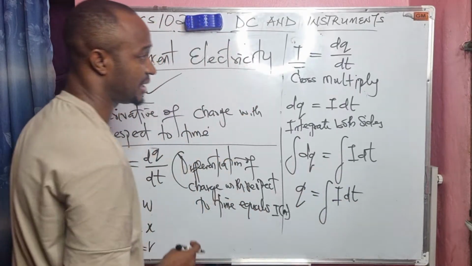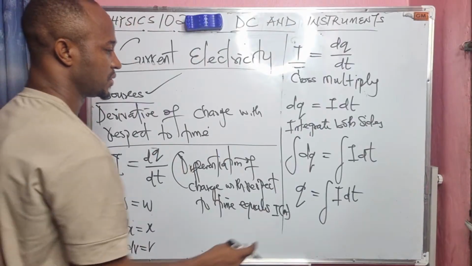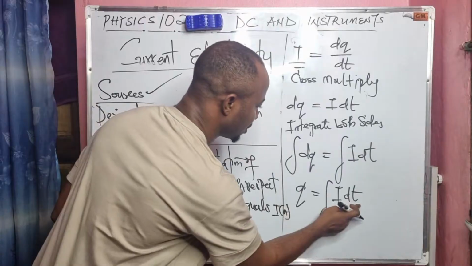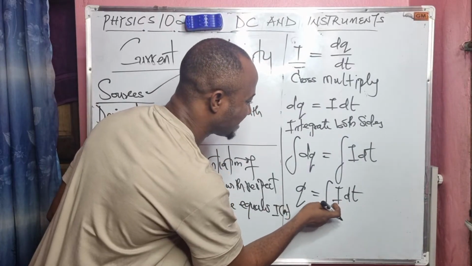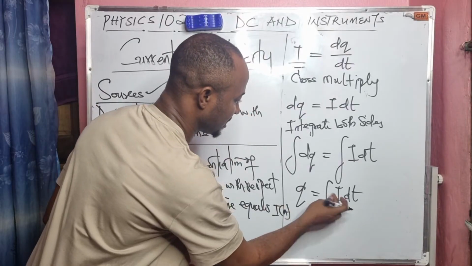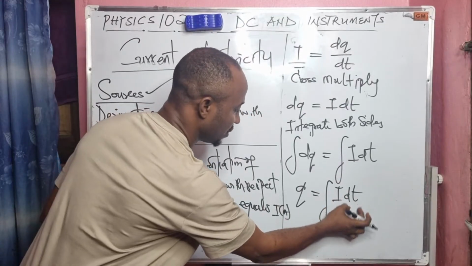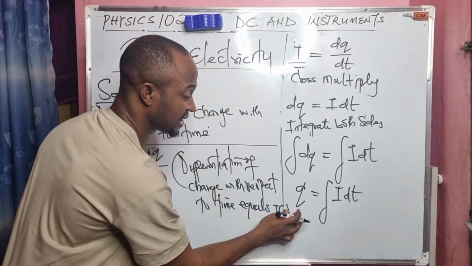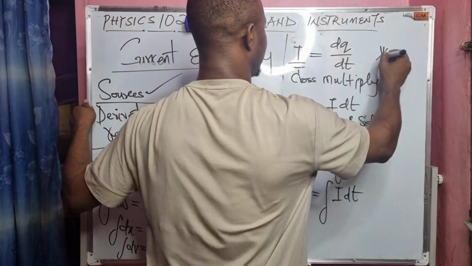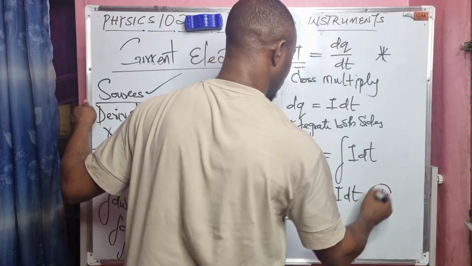So this is the expression here. It simply shows that when you integrate current, the integral of current with respect to time, it will give us charge. I will come back to this. Just take note of these two expressions. We'll come back to this.